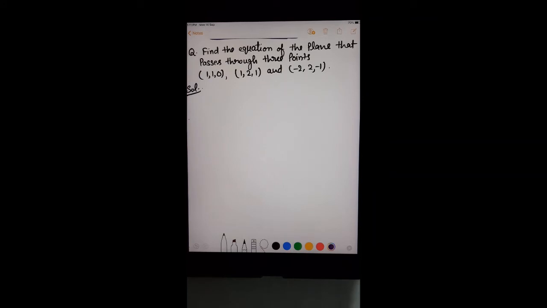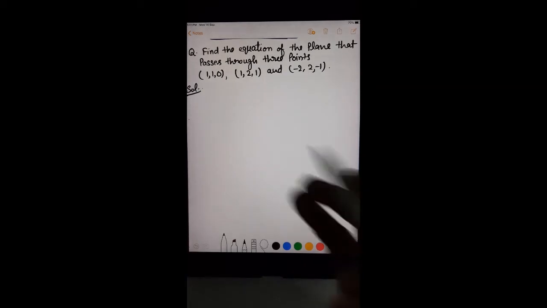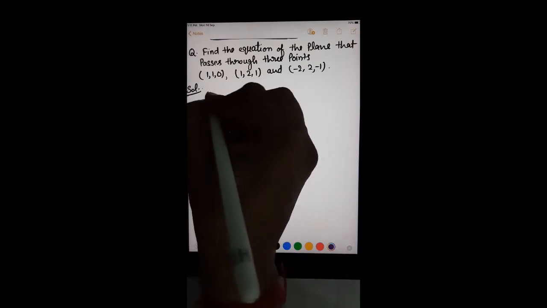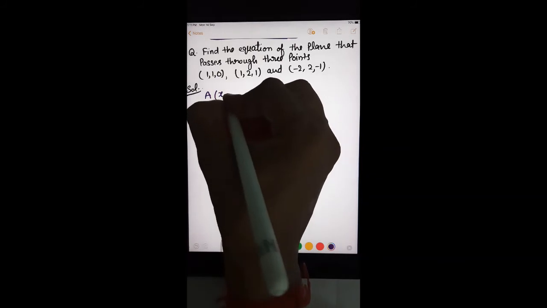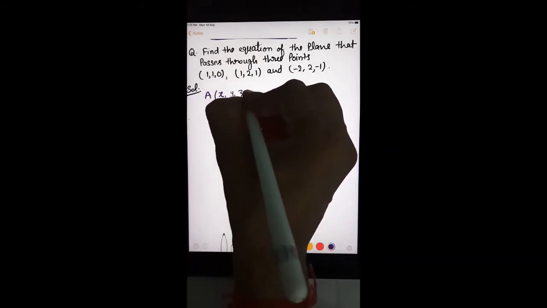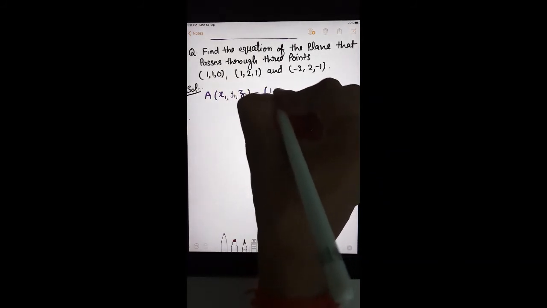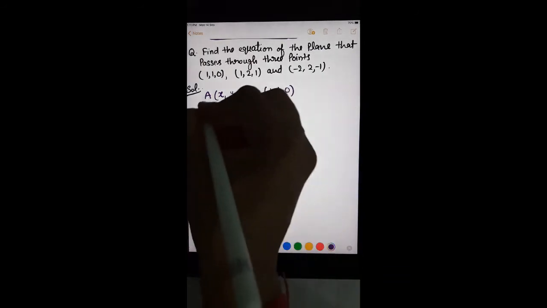Now the next question is, find the equation of the plane that passes through 3 points. These are (1, 1, 0), (1, 2, 1) and (-2, 2, -1). Let these 3 points be A, B, C. So the coordinates of A are taken as x1, y1, z1, and these are 1, 1, 0.